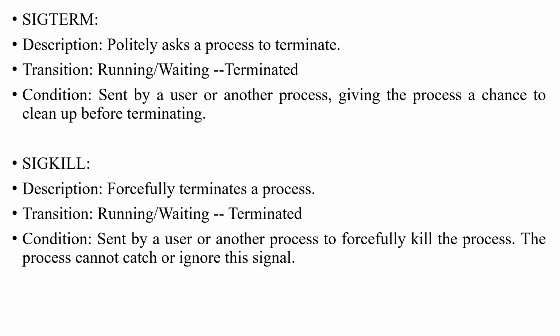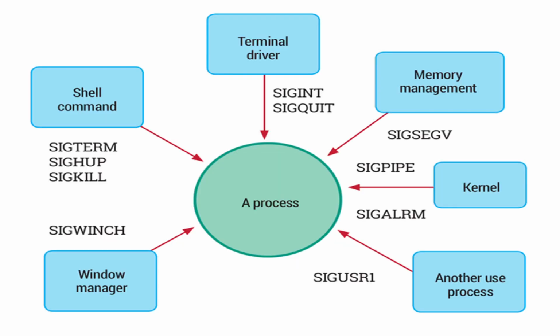SIGTERM politely asks a process to terminate. Transition running or waiting to terminated: condition sent by a user or another process, giving the process a chance to clean up before terminating. SIGKILL forcefully terminates a process, running or waiting to terminated. Condition: the process cannot catch or ignore the signal.